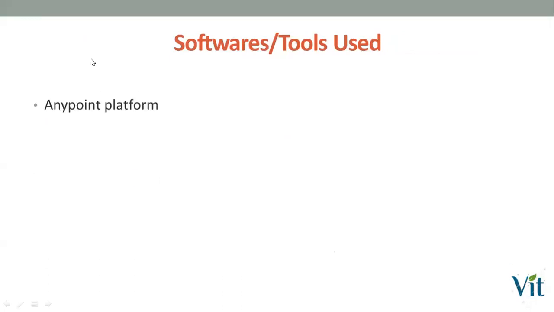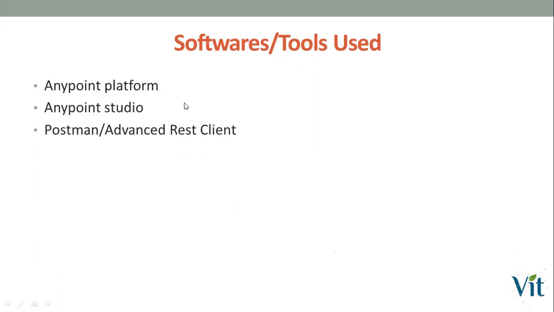Here, mainly what software are we going to use? Just remember again: Anypoint Platform for API design, Anypoint Studio for API development, and Postman or Advanced REST Client for testing. So these three are the software required. That's it. Next, in real time, if you are going to an organization, then we are going to use Git.